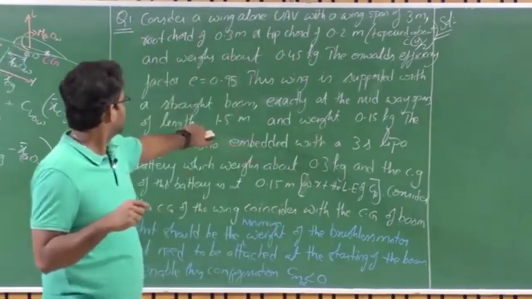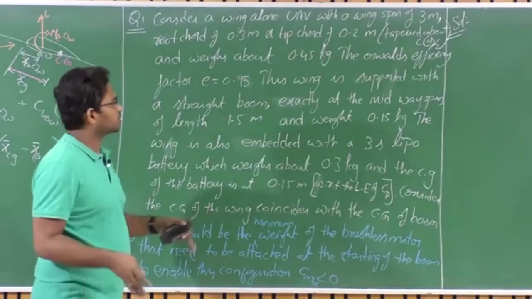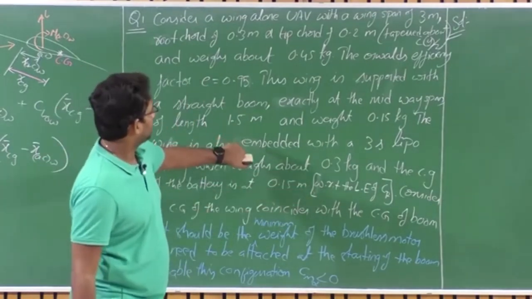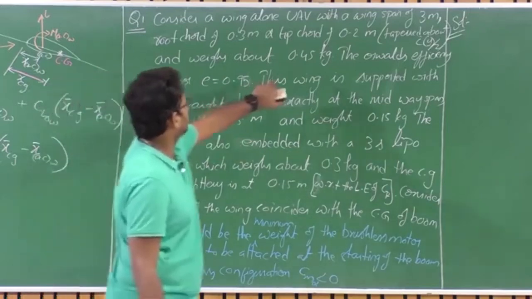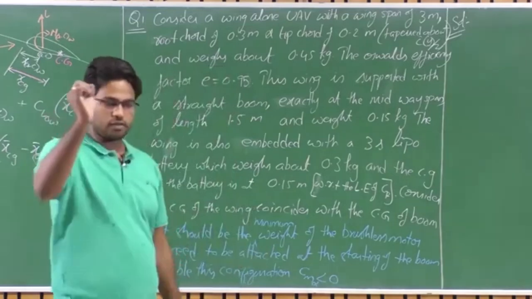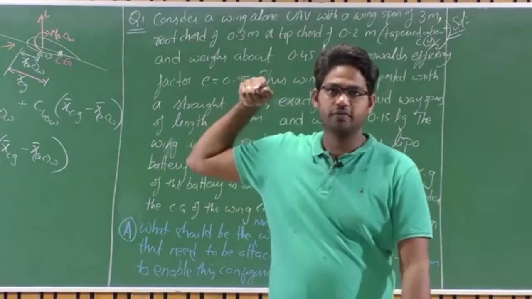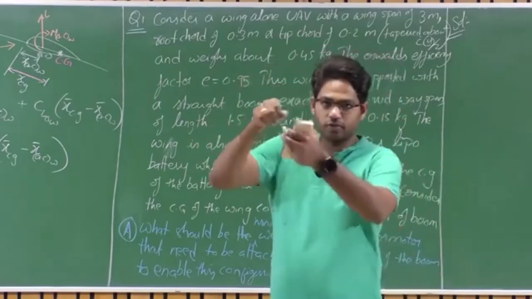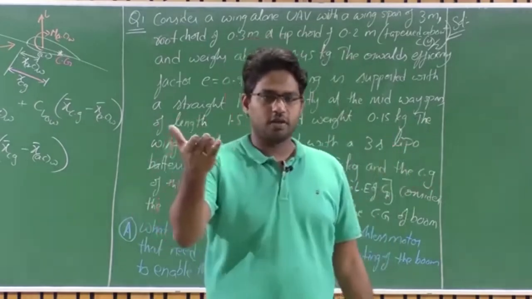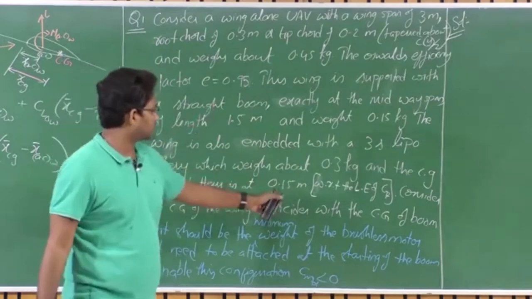And with a root chord of 0.3 and a tip chord of 0.2 meters, this wing weighs about say 0.45 kg. That's what is given here. So 0.45 kg. And this wing is supported by means of a boom, like a fuselage for it, right? This boom length is about 1.5 meters, and it weighs about 150 grams.